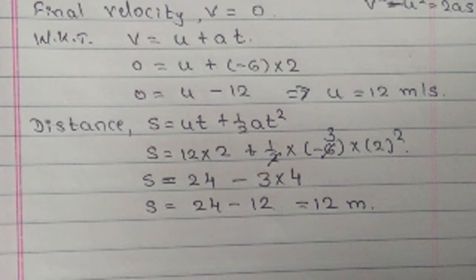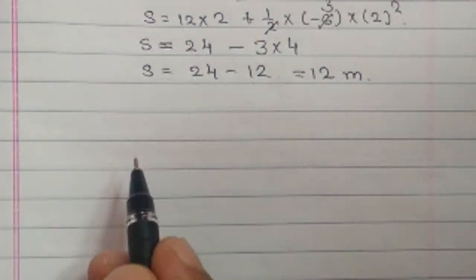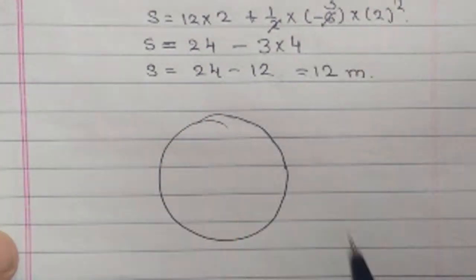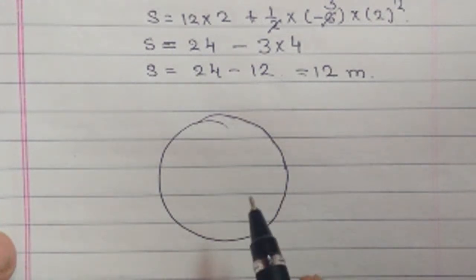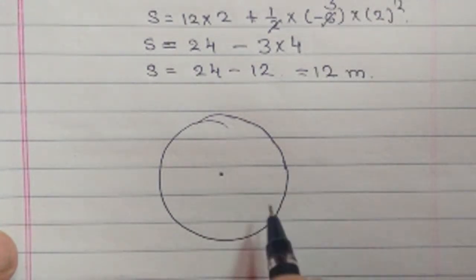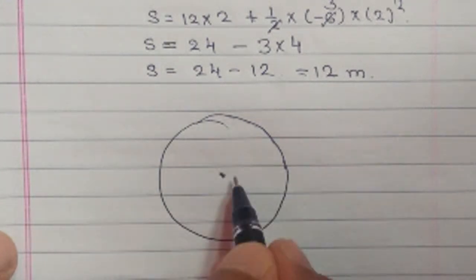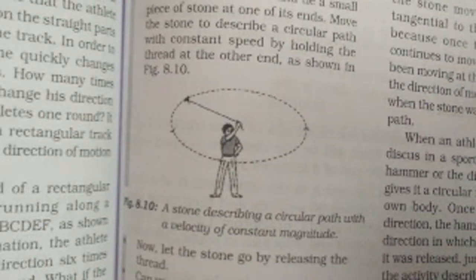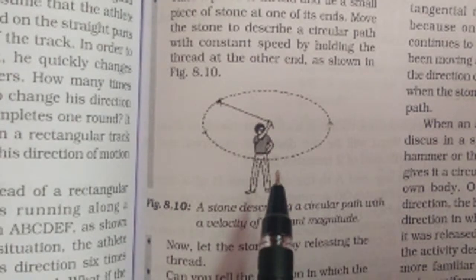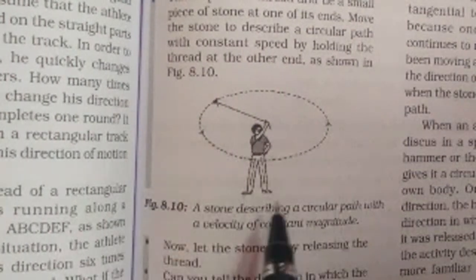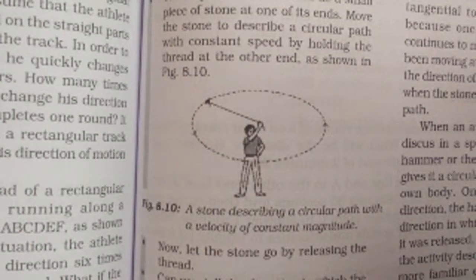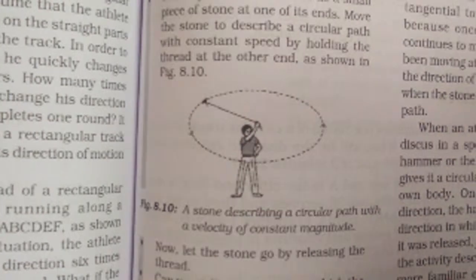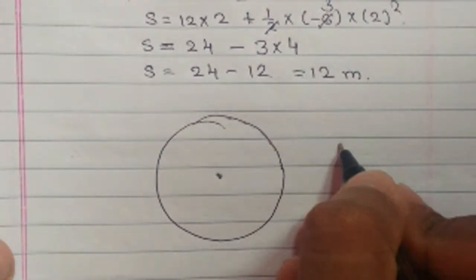Okay, this is about the distance time graph and velocity time graph. And the last point is uniform circular motion. In uniform circular motion, the object covers equal distance in equal intervals of time. Uniform circular motion means, for example, a stone is tied to a thread and it is moving around the center. That is given on page number 111. So this diagram.